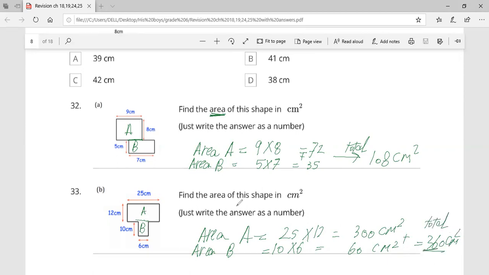Again, okay, concentrate how to get the area and the perimeter.